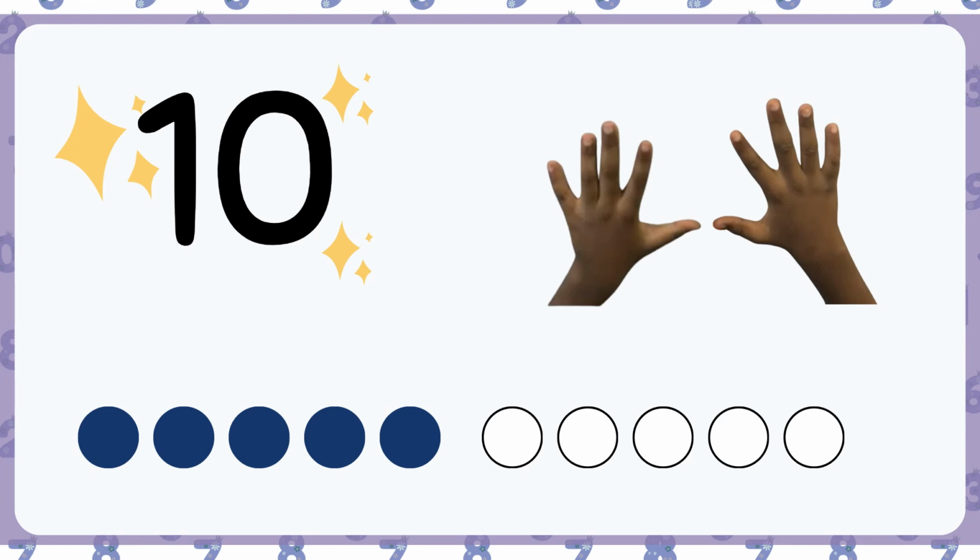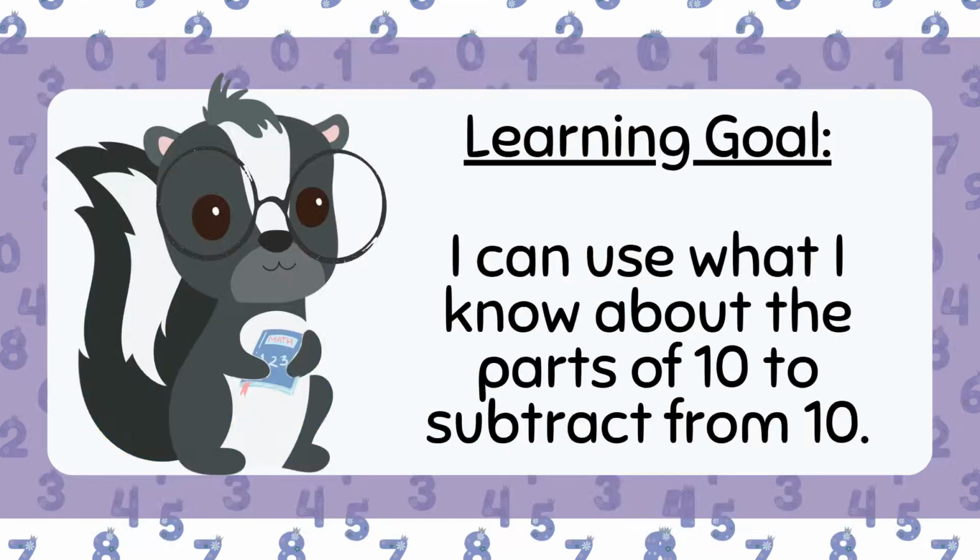What? How are we going to do that? I'm going to tell you right now, friends. Our learning goal for today says I can use what I know about the parts of 10 to subtract from 10. Okay, so the parts of 10 are just the 10 friends or the 10 partners, and we're going to use what we know about how we go about creating those to help us subtract from 10. All right, are you ready to find out how that actually works? Okay, perfect. Let me show you.